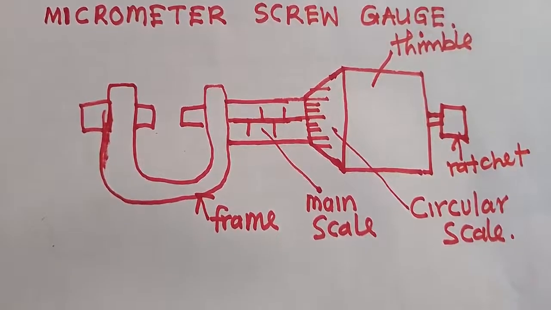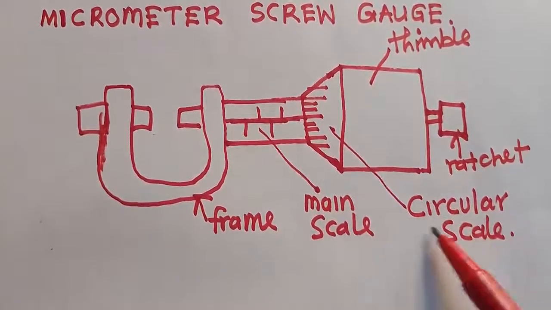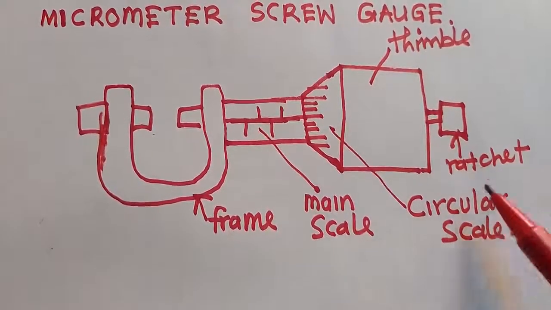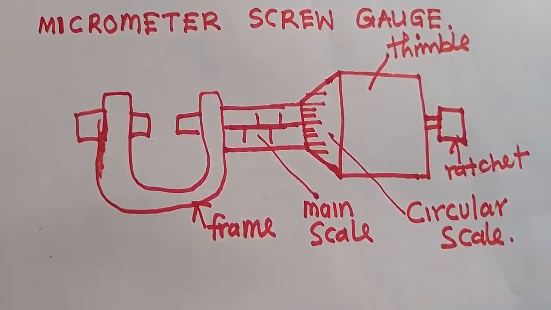So I want you to know and understand all the parts that I've labeled. This is a main scale. This is a circular scale. This one here is called a thimble. This one which is here is called a ratchet. So you understand all those.